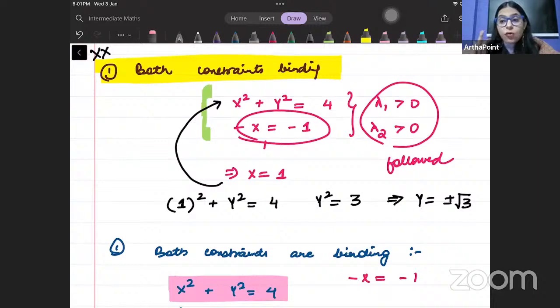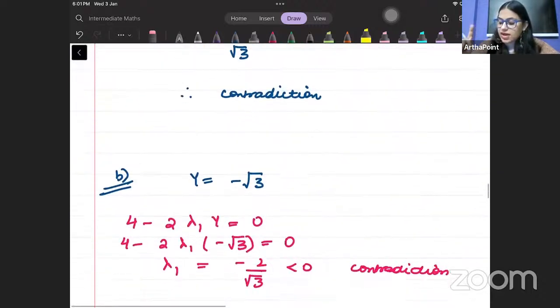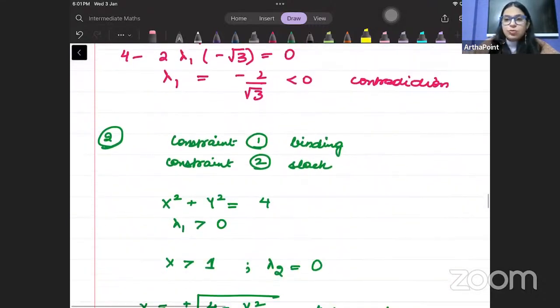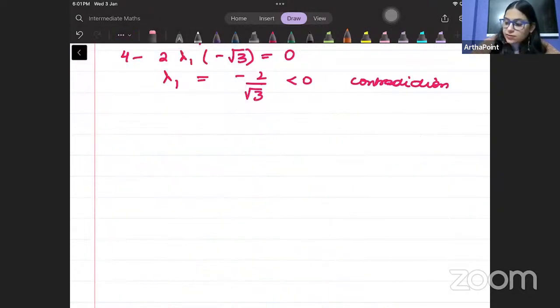You have to check 4 cases in total. This is a very tricky question and this is the kind of question that will be asked in exam. ठीक है बेटा, तो हमने ये पूरा अब check कर लिया. Now let's go to the remaining 3 cases. So what are the 4 cases we have? Both constraints binding.